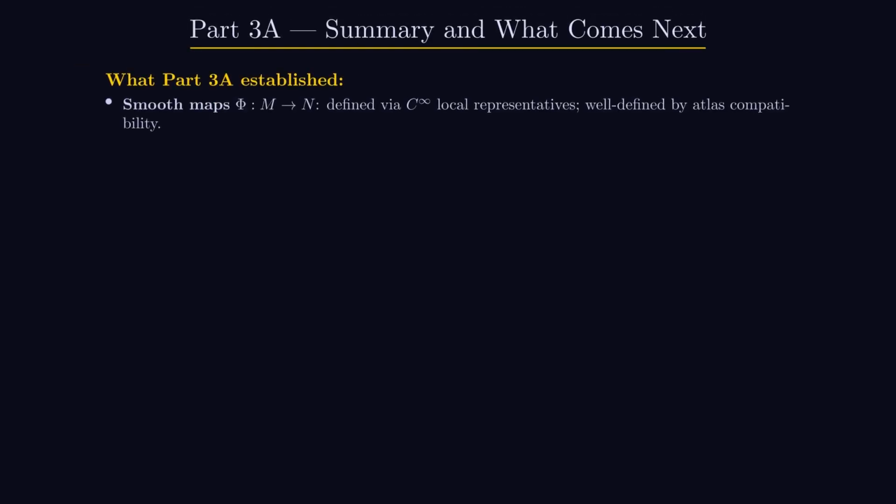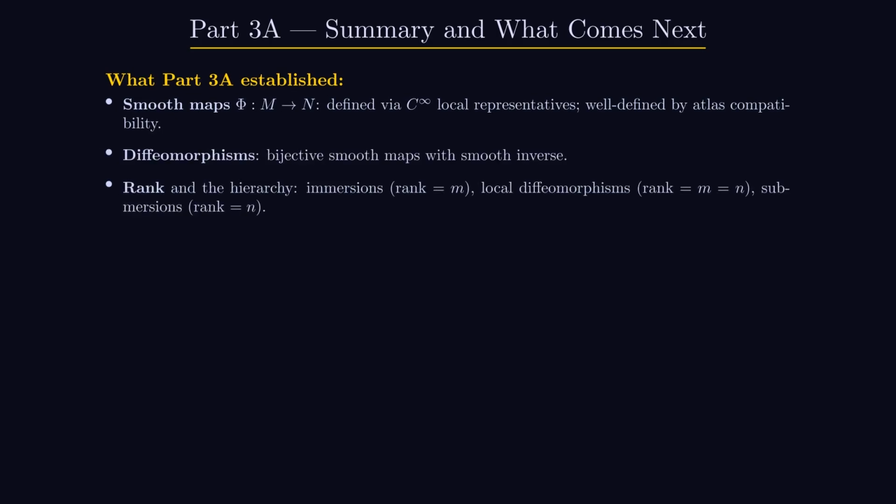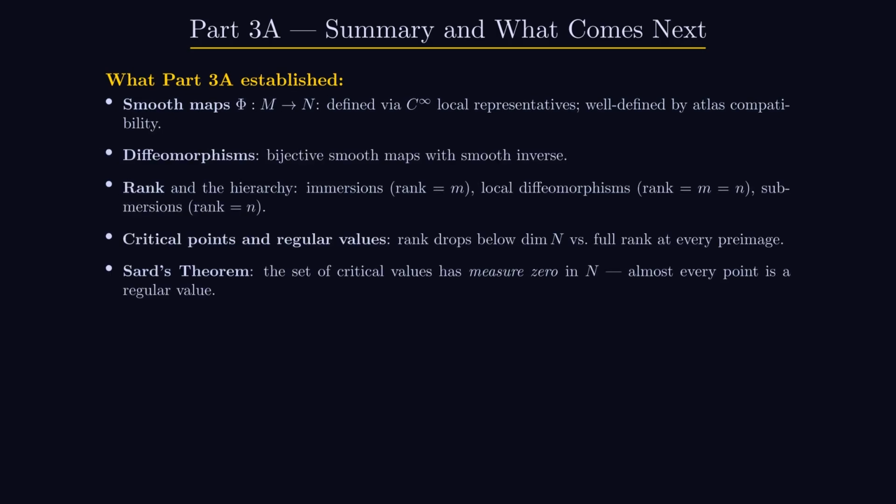That completes part 3a. We have built the full language for maps between manifolds. Smooth maps are defined via C-infinity local representatives, and the rank of a map at a point organizes everything into three extremal cases: immersions, local diffeomorphisms, and submersions. We defined critical points as the places where the rank falls short of the target dimension, and we stated Sard's theorem. No matter how large the critical set, its image in the target has measure 0. Regular values are therefore the generic case, dense and abundant.